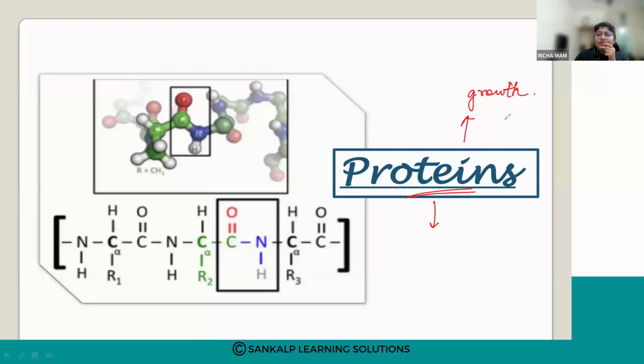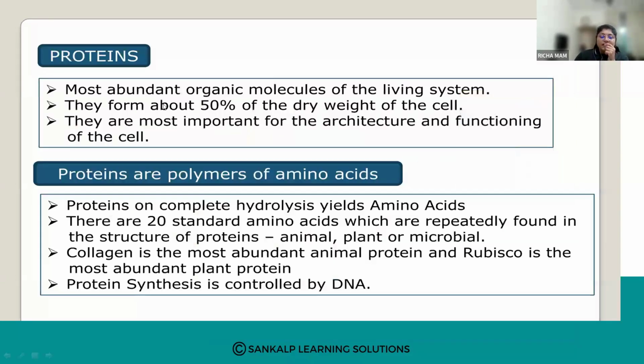So proteins are required by living organisms for their growth, as well as for maintaining life. All the proteins are made up of the smallest unit, which is the amino acid. The building blocks of protein are the amino acids. So let us start with proteins. In proteins, we are mainly discussing the amino acids. So what are amino acids?